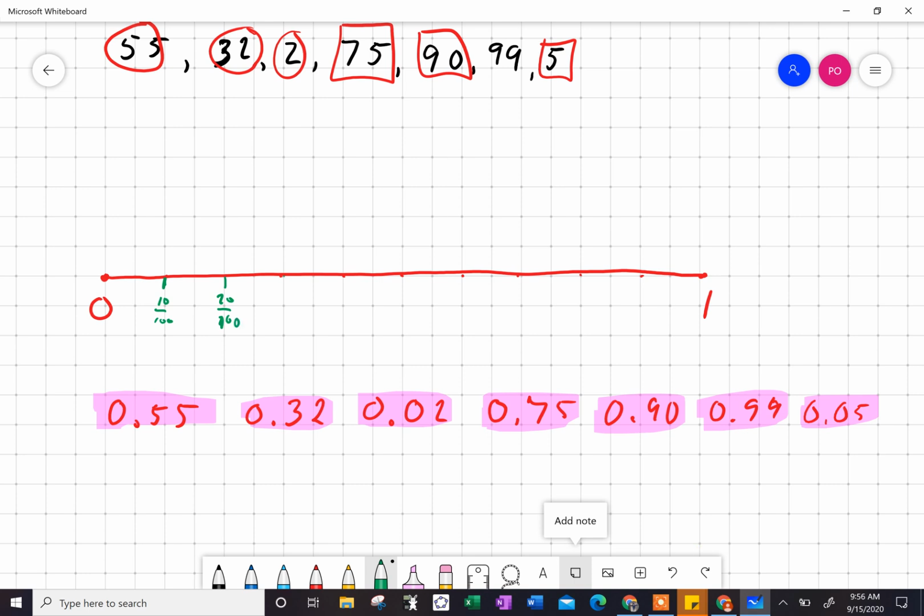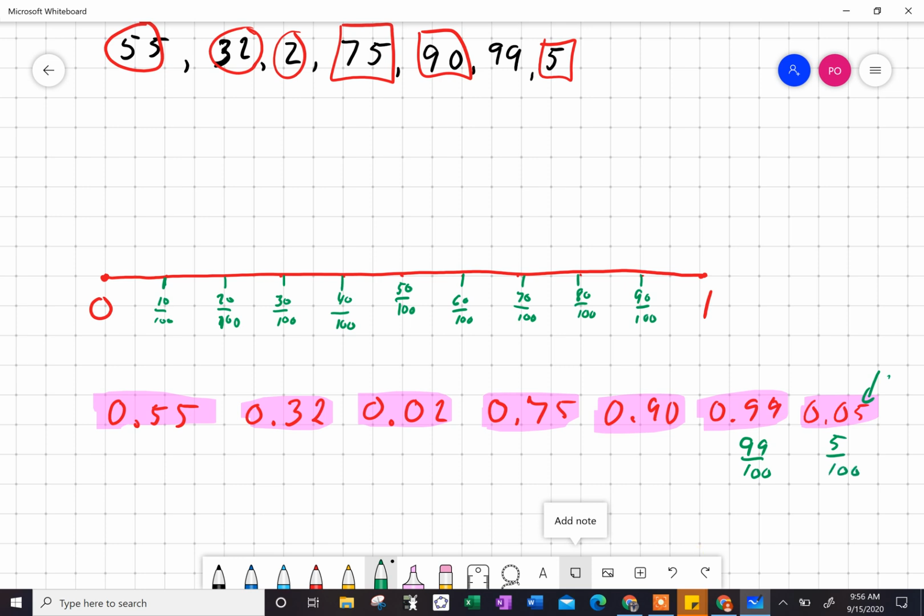Oops. This would be 30 hundredths, 40 hundredths, 50 hundredths, which is 1/2, 60 hundredths, 70 hundredths, 80 hundredths, 90 hundredths, and 100 hundredths, which is 1. So 0.99 is 99 hundredths, which is really the same as 99 out of 100. 0.05 is 5 hundredths, because remember this is in the hundredths place, which is really 5 out of 100.